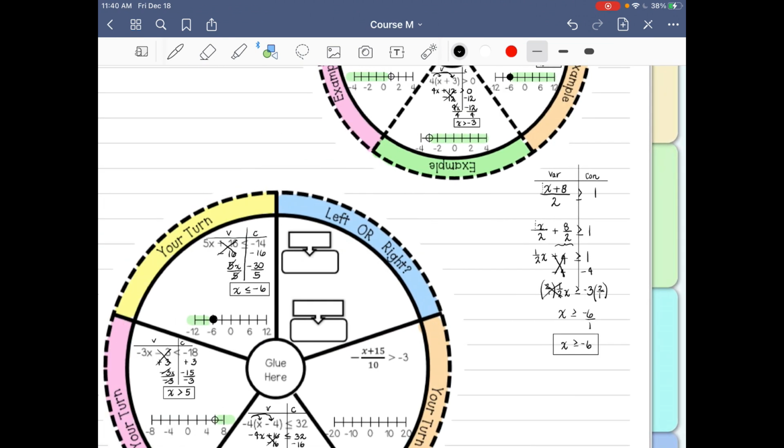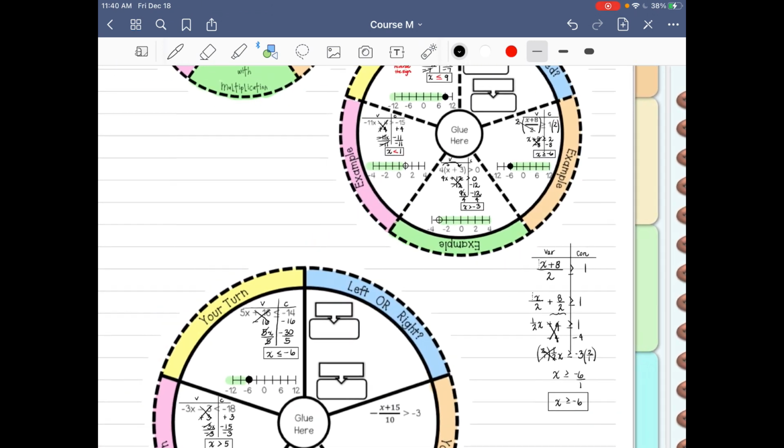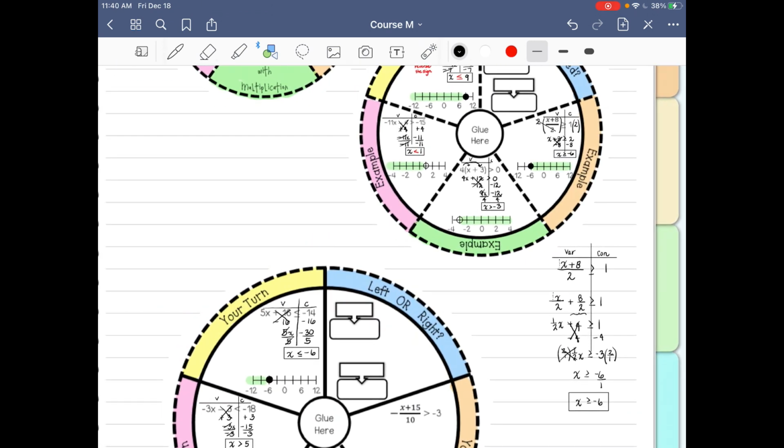It's just that this method is quite a bit longer, but it will work. And I just wanted you, because we've covered the distributive property of division, just wanted you to know that that does work. It's just the way that I used in the wheel is a lot shorter. But you can do it either way you want to.